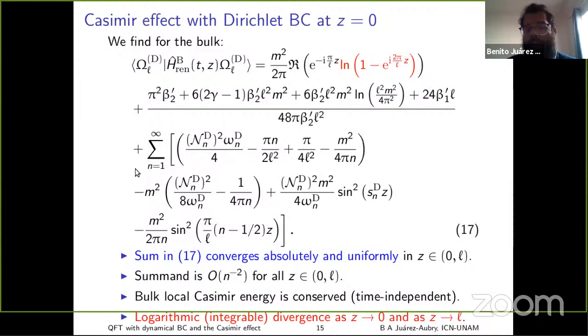Okay, and then we have some terms that are not so explicit that we have left out as sums, because we don't have the eigenvalues in closed form. We cannot give a closed form expression, but we can control these sums. We know that they converge absolutely and uniformly in Z in the interval. And we know how they behave at large n. They go like n to the minus 2, so they converge, of course. And you can see that the bulk local Casimir energy is conserved because it's time independent. And as I mentioned, this logarithmic divergence near the extrema of the interval are integrable.